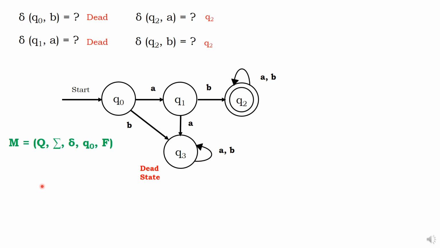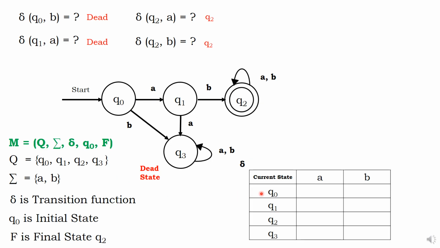Now it is ready. I am going to write the machine equation. Q is nothing but Q0, Q1, Q2, Q3. Who is sigma? A comma B. Who is Q0? Initial state. Who is F? Final state Q2. Who is delta, the transition? The table is available. So what is the table? Q0 A, Q1. Q0 B, Q3. Q1 A, Q3. Q1 B, Q2. Q2 A and B, Q2. Q3 A and B, Q3. That's all. So this arrow mark says the starting point. The double circle is the star, that is Q2.